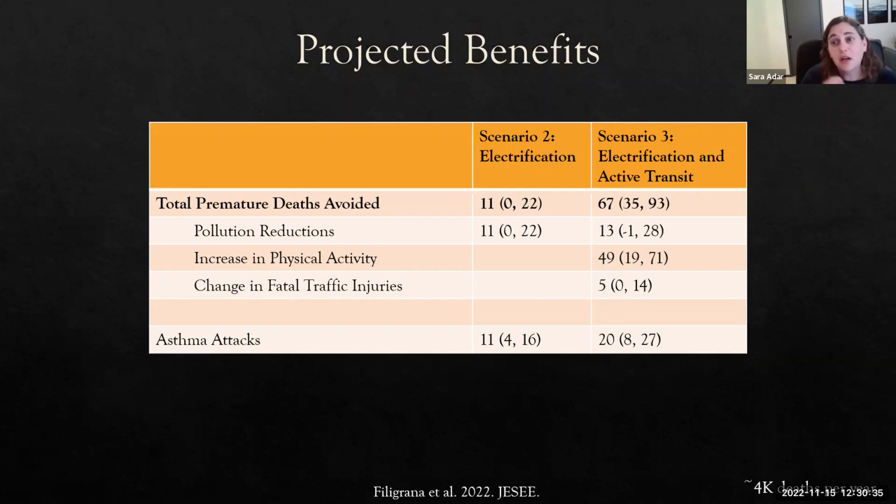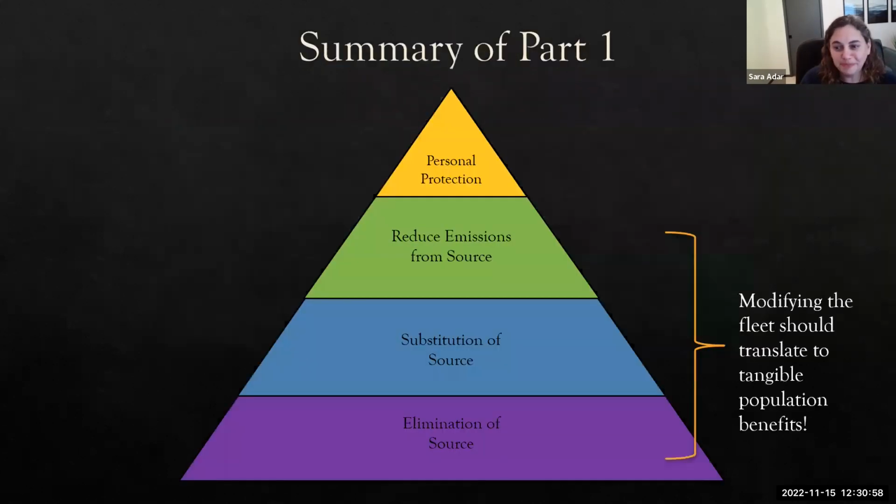And so that scenario with the active transit also had benefit in terms of physical activity, and the benefits got closer to about 70 lives, premature deaths basically averted each year due to switching to electrification and active transit. And similarly, she showed benefits for reducing asthma attacks.